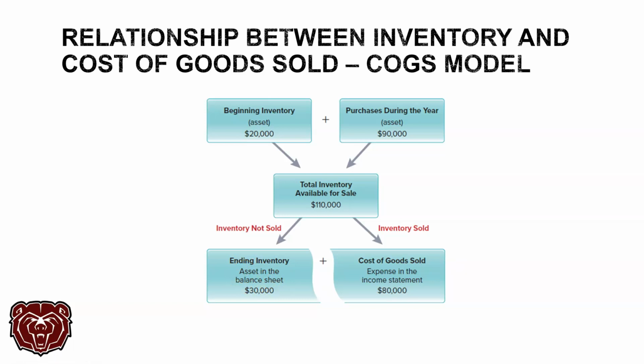When we get to a later chapter, we'll talk about LIFO and FIFO and how different valuations affect your inventory asset, how they affect your cost of goods sold expense. Don't worry too much about those right now. We will see the impact of those, but you will need to use the COGS model when we talk about LIFO and FIFO valuation methods.